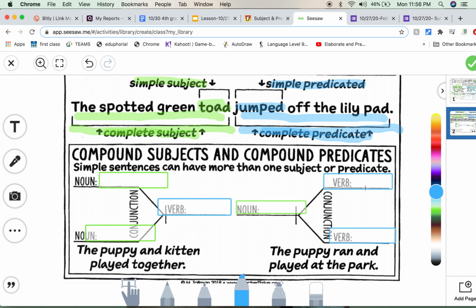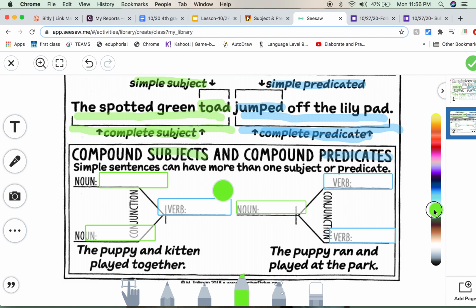Now, compound subjects. Now we're looking down here. So subject is in green, then predicate is in blue. Simple sentences can have more than one subject or predicate. Let's look at our example sentence. The puppy and kitten played together.